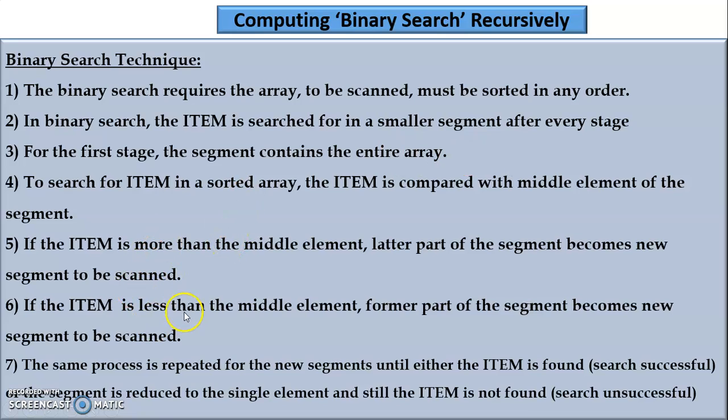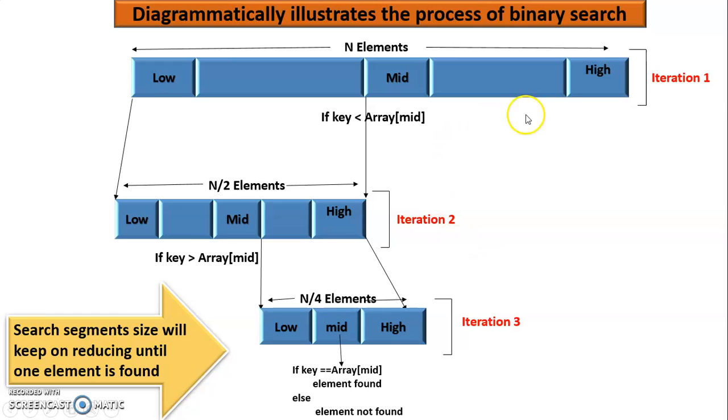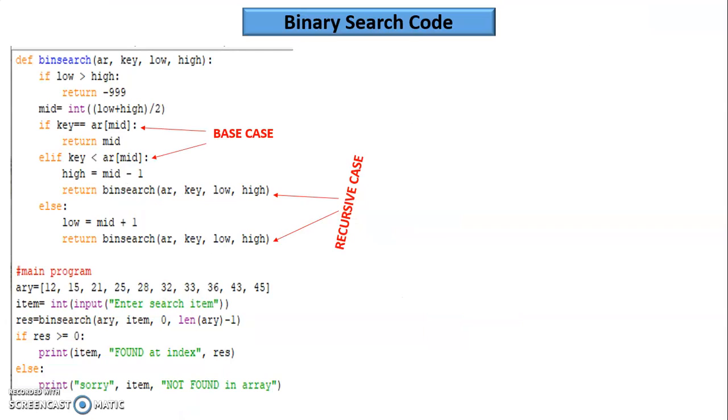That's the fifth and sixth point. The same process is repeated for the new segment until the item is found. That's a successful search. And what happens when the segment becomes a single element and you still don't find the item? It's an unsuccessful search. So let's see how we can write this algorithm using a recursive function.